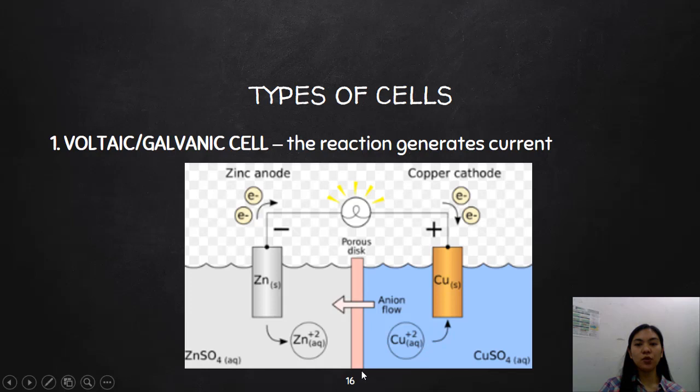And usually there is this, which we call a salt bridge. A salt bridge serves as a membrane or partition so that the reaction does not short circuit. So this is a porous disc in this particular video.